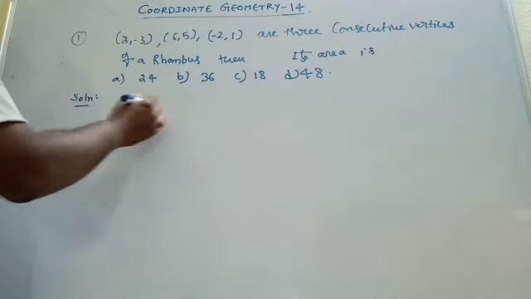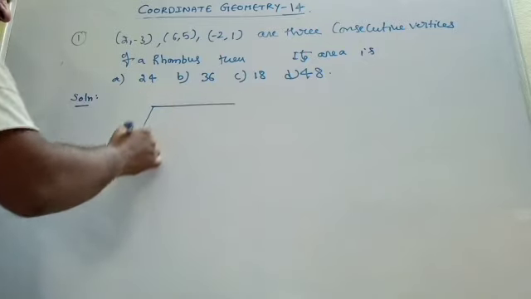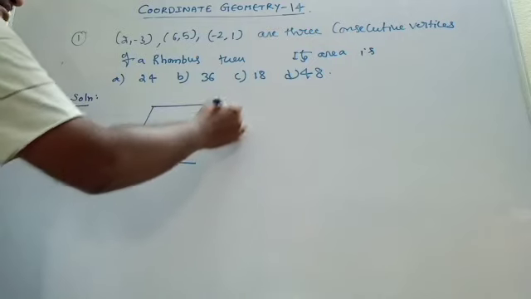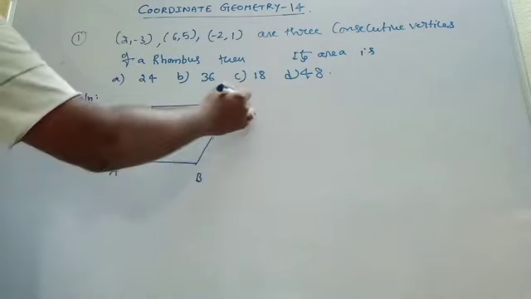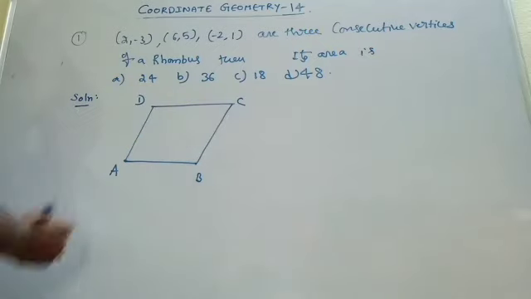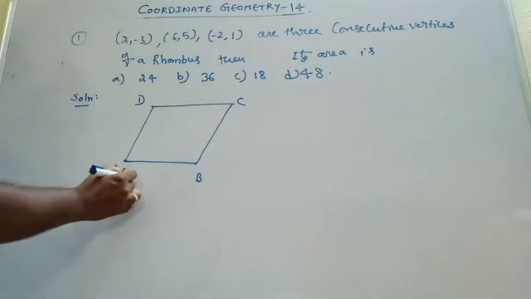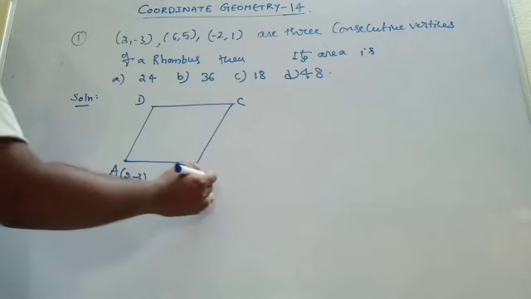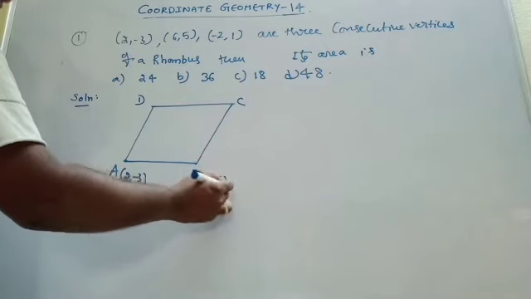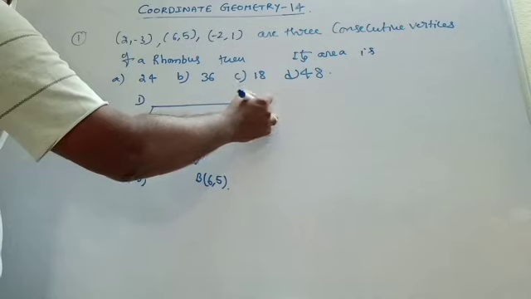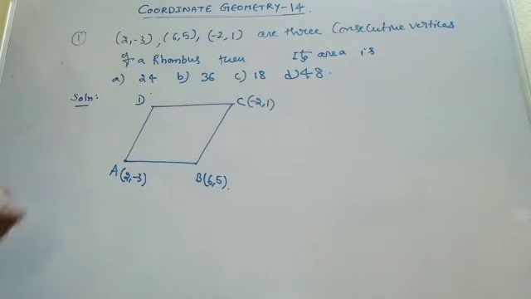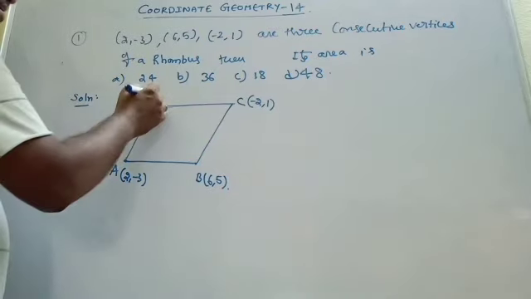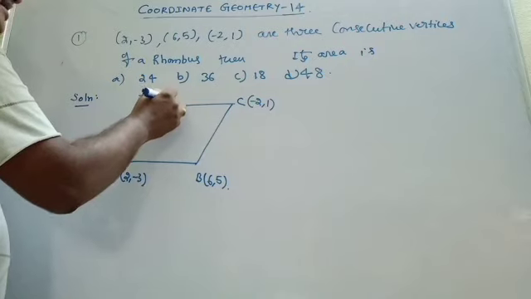See, they are the consecutive vertices of a rhombus, right? Let us take this as A, B, this as C and D like this. A they given as (2, -3), and B they given as (6, 5), and C they given as (-2, 1), and D we don't know. We need to find just its area. Let us take D as some (x, y).